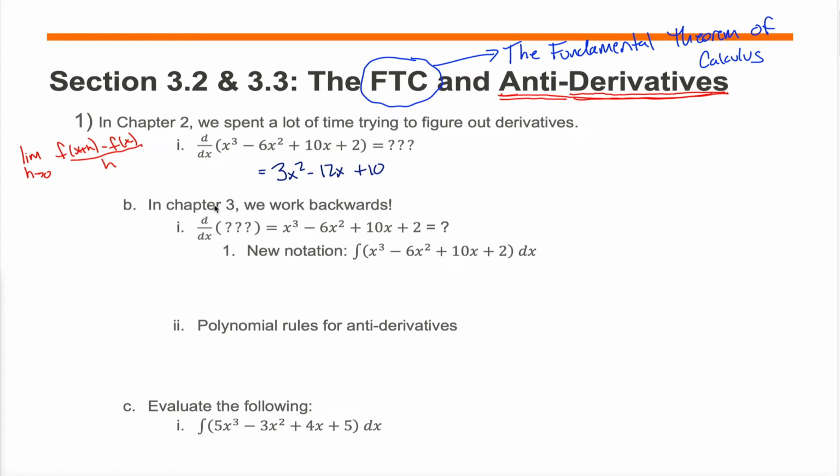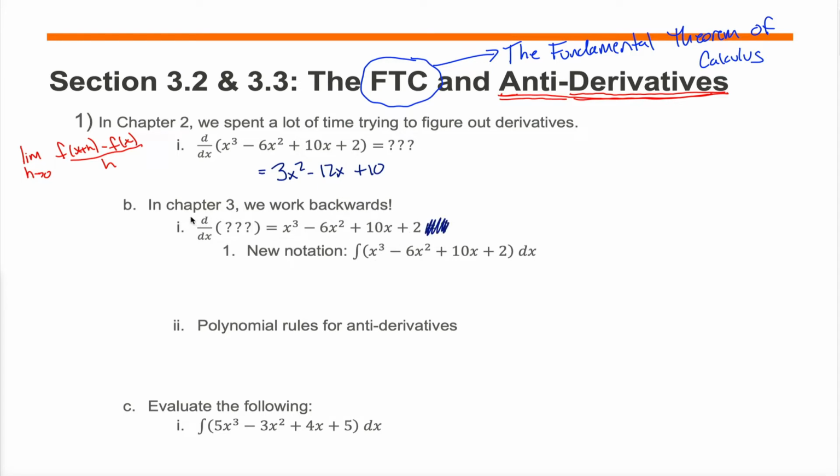In chapter 3, what we're going to do is reverse this process. Instead of giving you x cubed minus 6x squared plus 10x plus 2 and asking for 3x squared minus 12x plus 10, I'm going to ask you to go backwards. So I'll give you something like 3x squared minus 12x plus 10, but I won't want you to take the derivative. I'll want you to figure out what function we must start out with for someone to take the derivative of that function and get that as their answer. This is no longer the question. This is the answer, loosely speaking.